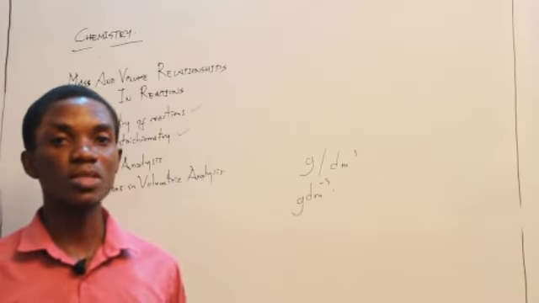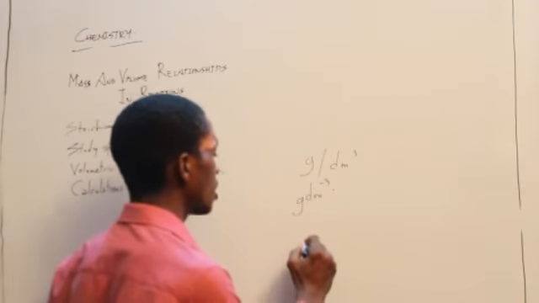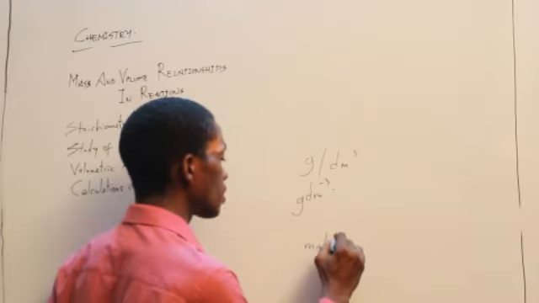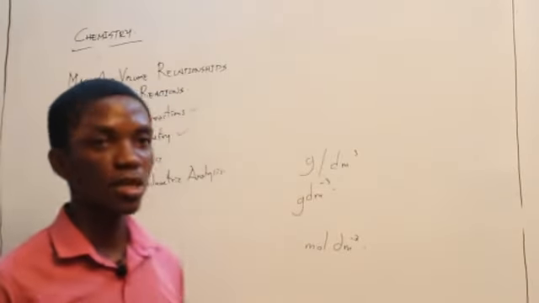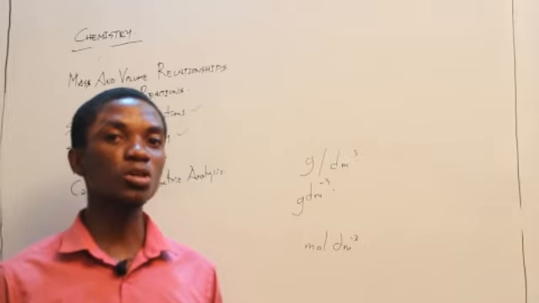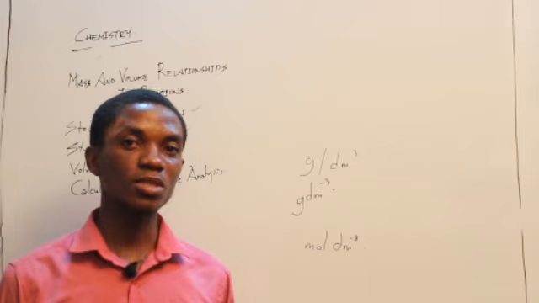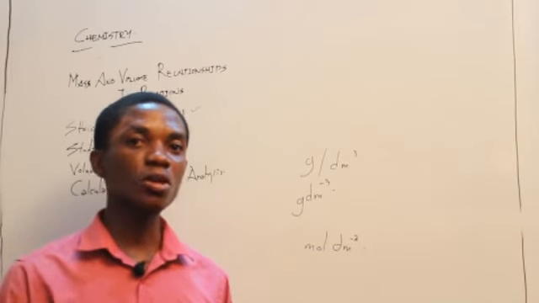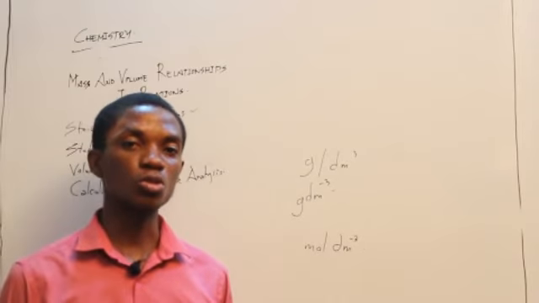a mole of a substance in a particular solution. So it is also calculated in mole per dm cube. And when we talk about a molar substance, it's a particular substance whose solution contains 1 mole of the substance in 1 dm cube of the solution.